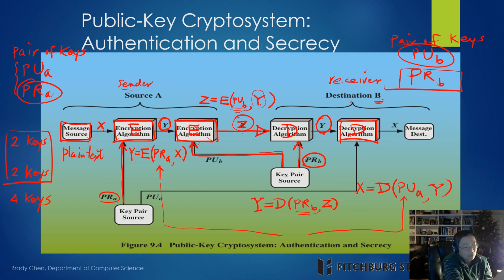You basically encrypt twice. First, encrypt using the private key of yourself, and second, encrypt using the public key of the other side. When the other side receives the ciphertext Z, it first decrypts once to restore back to the intermediate ciphertext Y. Then once you have Y, you decrypt it again, and this time use the public key of the sender. This way, you can guarantee the authentication and the secrecy of the message.